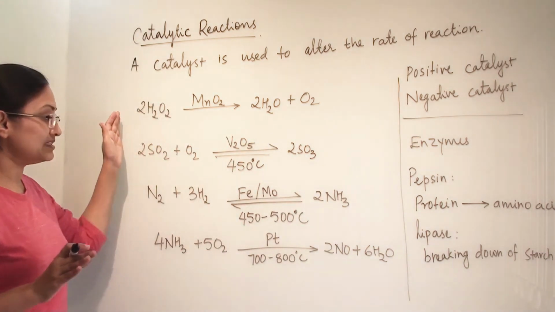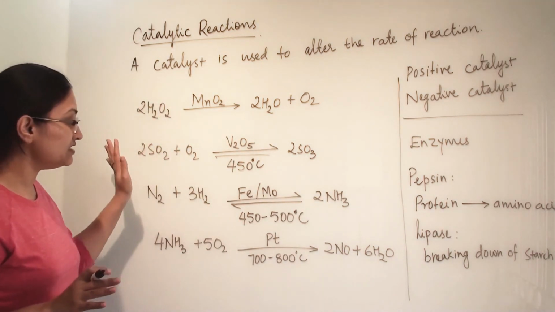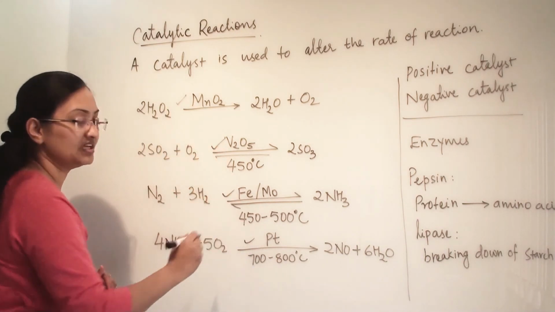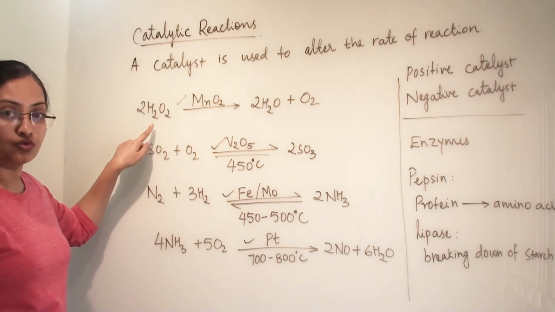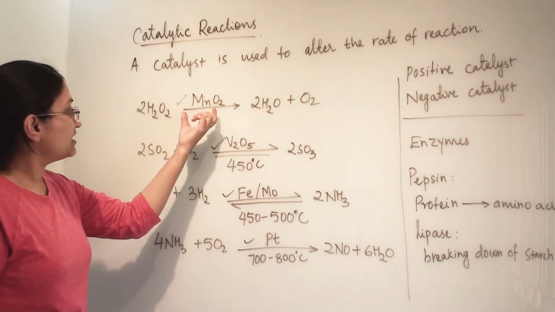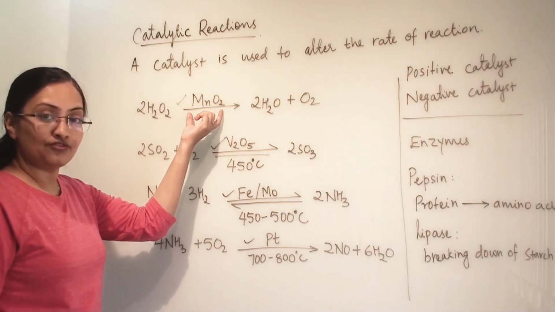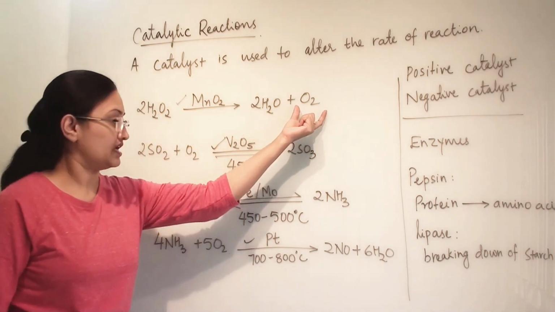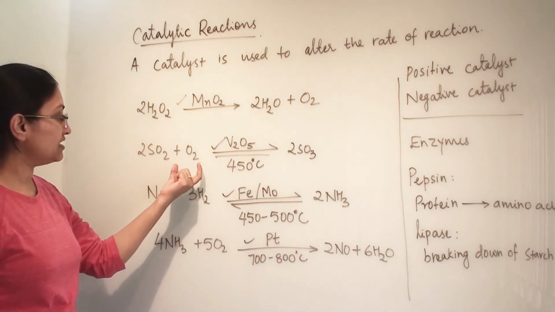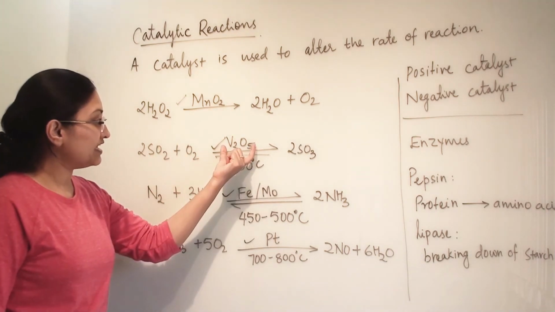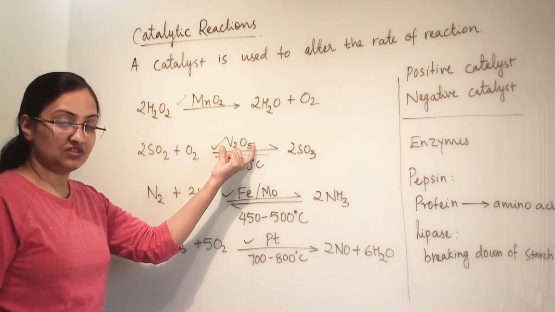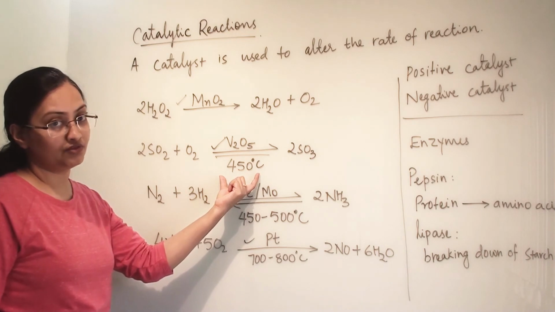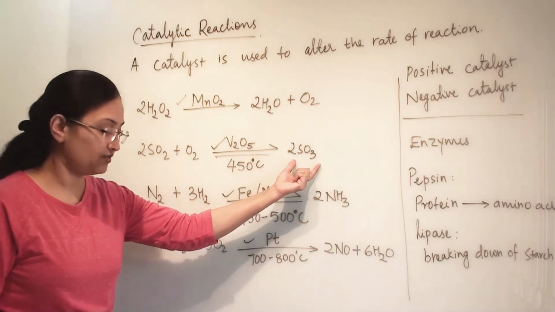So here let us discuss some examples, and in these examples we need to remember what all catalysts we have used. When H2O2, hydrogen peroxide, we are taking in the presence of MnO2, that is manganese dioxide, we will get water and oxygen gas. Then sulfur dioxide, when reacting with oxygen, we are taking as a catalyst V2O5. This is vanadium pentoxide at the temperature 450 degrees Celsius. So we will get sulfur trioxide.